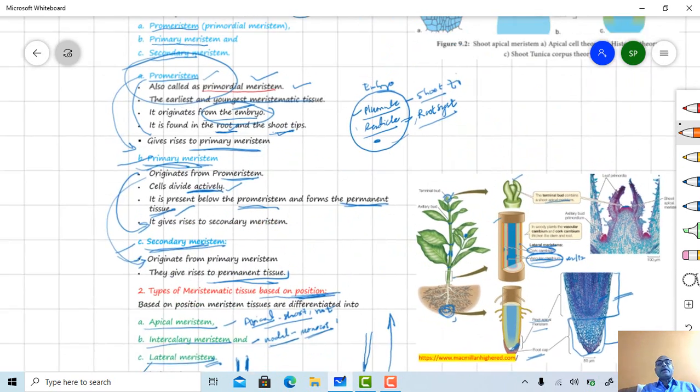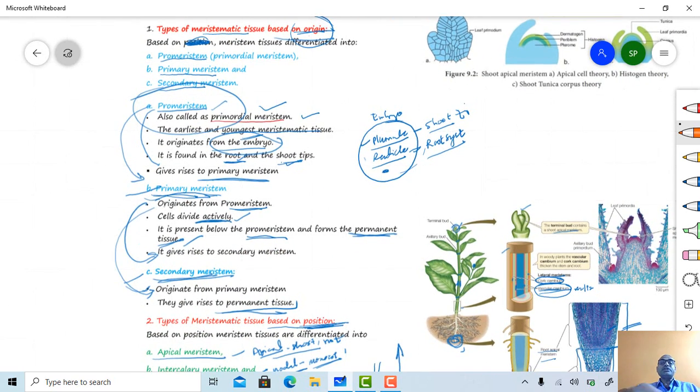And based on origin, there are three types: promeristem, primary meristem and secondary meristem. Promeristem, or primordial meristem, is generally present from the embryo and gives rise to the primary meristem. Primary meristem gives rise to the secondary meristem, and secondary meristem gives rise to the permanent cells. So this is about the meristematic tissue system.